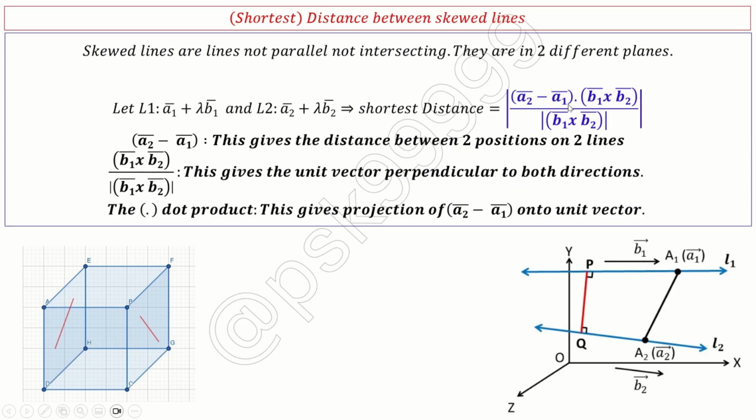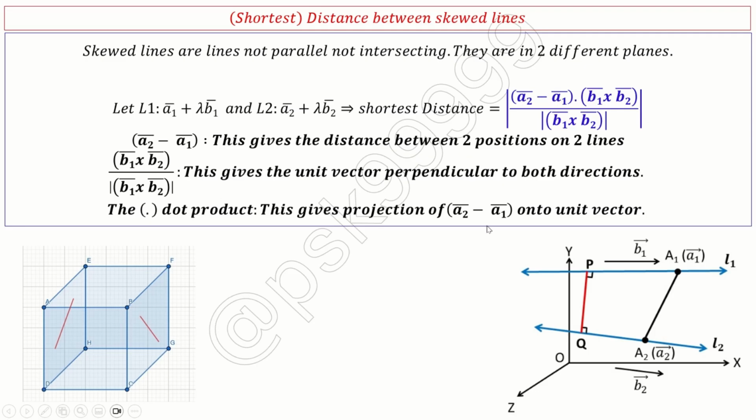Shortest distance equals A2 minus A1 dot product with B1 cross B2, divided by absolute B1 cross B2. A2 minus A1, you get a vector here, right? And B1 cross B2 also you get a vector. Okay, dot product of these two, divided by absolute B1 cross B2. So here basically you are getting a unit vector. If B1 cross B2 is some vector, dividing with the modulus of that same vector will give you a unit vector. That means you are getting a direction here. Okay, you are doing the dot product with the direction, and A2 minus A1 is the position difference, right?